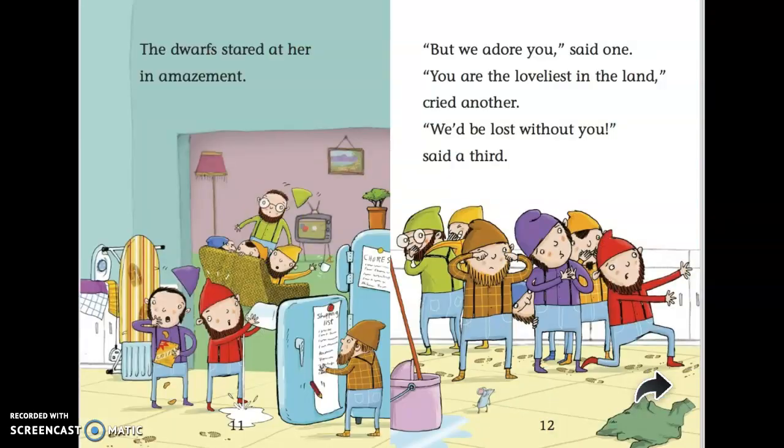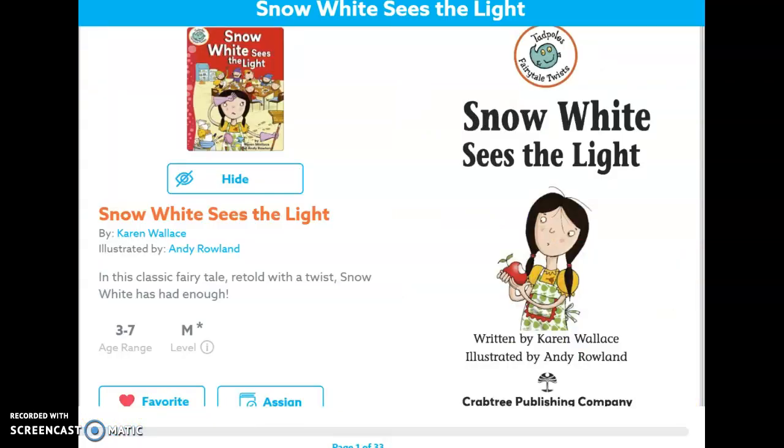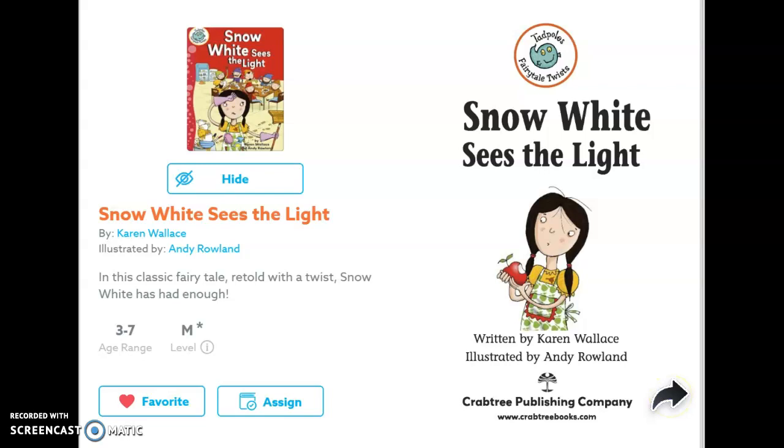So far, I wonder what this book is going to be about. I wonder if we can make a prediction. So let's begin to read Snow White Sees the Light to see if our predictions were right. What is going to happen in this story?